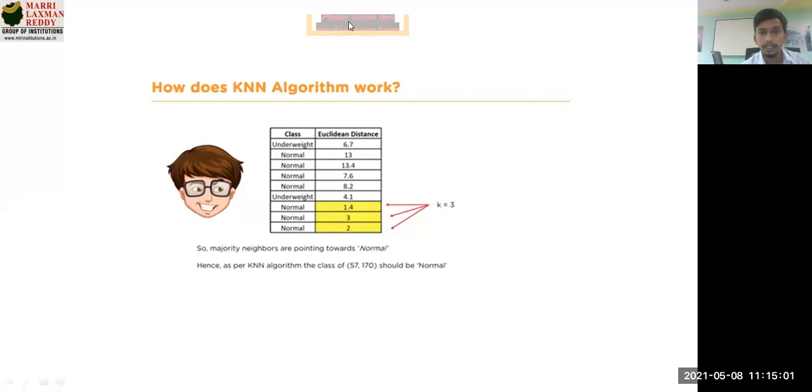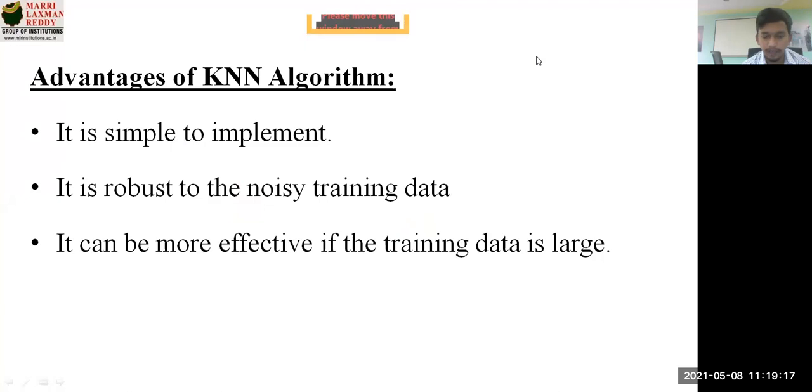Moving ahead with the advantages and disadvantages of KNN. There are some advantages, like, as I said, it can be easily implemented for small data sets.